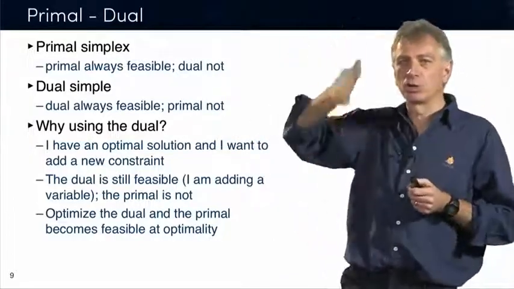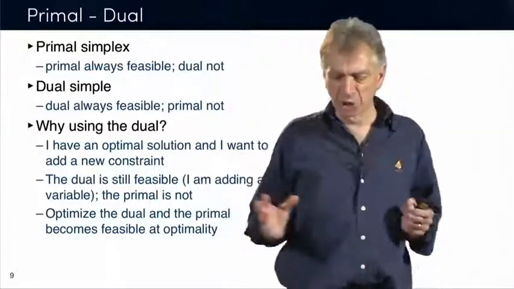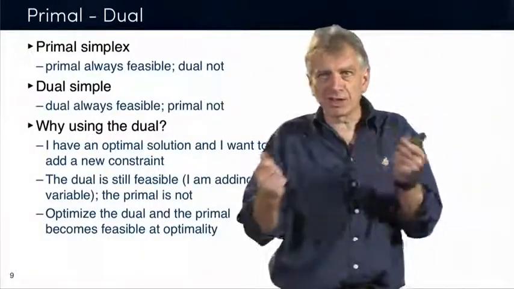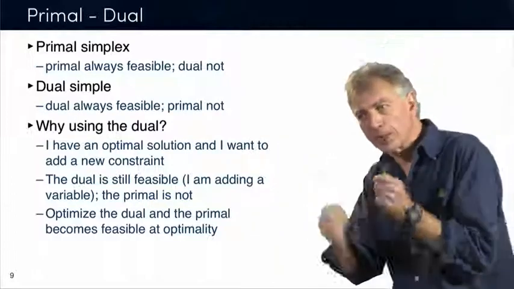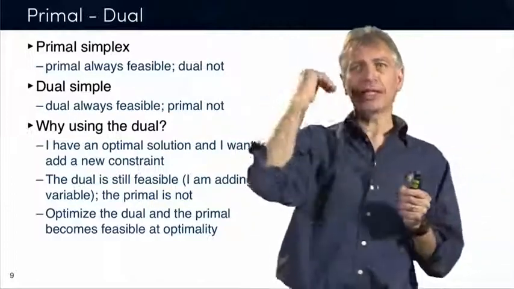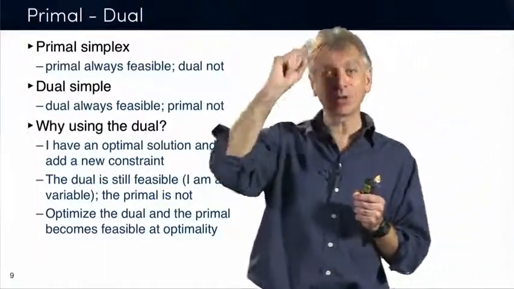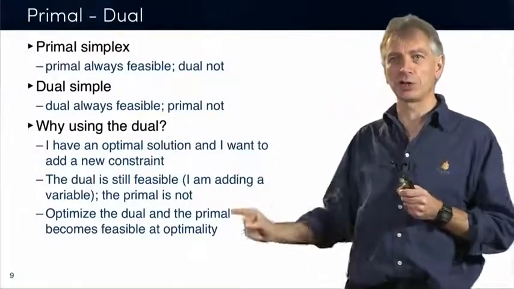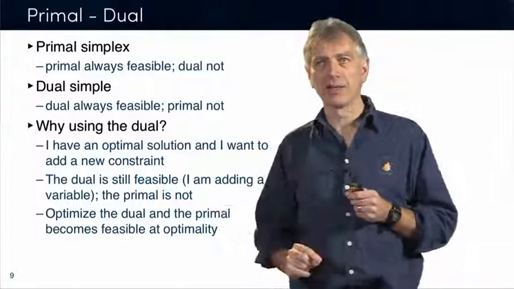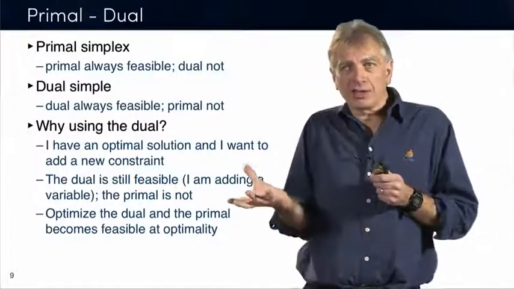You can give a 0 to all these variables, and you have the same solution, right? The primal is not feasible. This constraint is violated. So what you can do is to say, oh, but my dual is feasible, so I can optimize the dual. I get to optimality, and at that point, I know that the primal is going to be feasible.